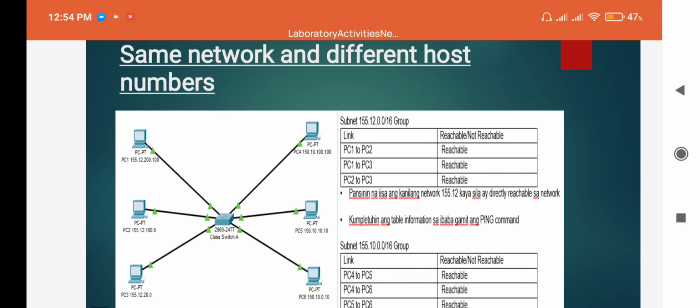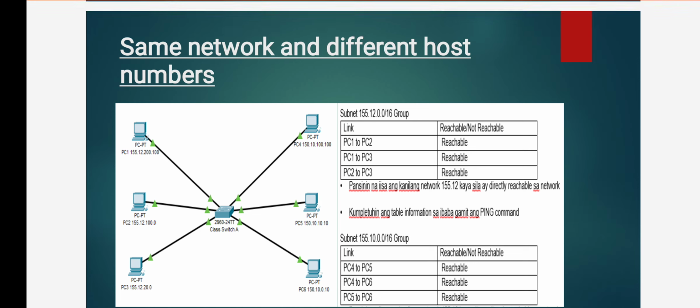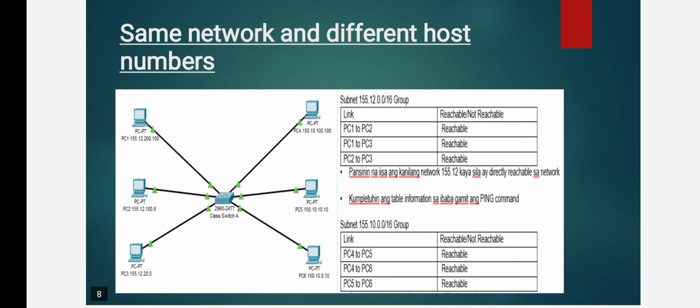In laboratory 3, we have same network and different host numbers. This is the diagram on the left. In subnet 1, we have the 155.12.0.0/16 group. In the link, PC1 to PC2 is reachable, PC1 to PC3 is reachable, PC2 to PC3 is reachable. Why? Because they are in the same network, but they have different host numbers.